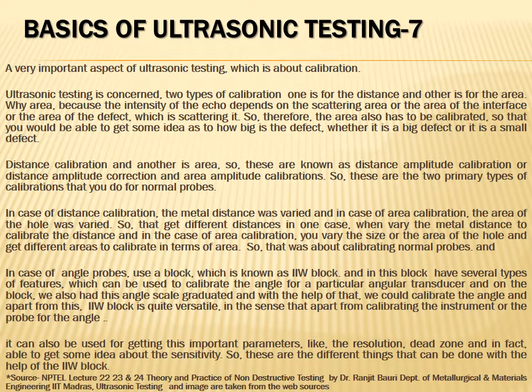On the block we also have an angle scale graduated, and with the help of that angle scale, we can calibrate the angle. Apart from this, with the help of the second W block, we also find out important parameters like the resolution and dead zone, and in fact you would also be able to get some idea about the sensitivity. So these are the different things that can be done with the help of the second W block.